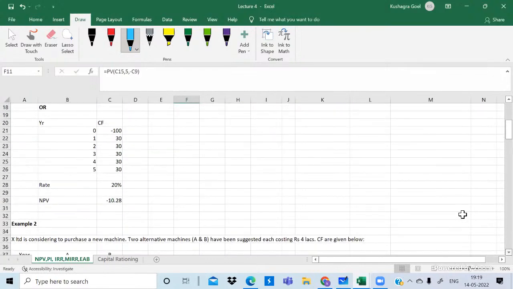Now, let's say I don't want to use the formula of present value of inflows and then deduct the outflows.